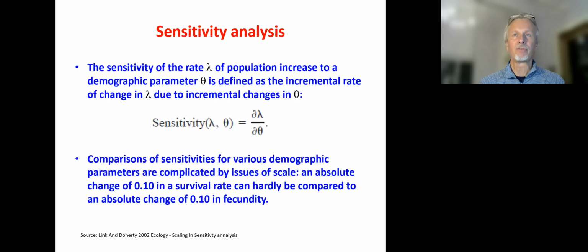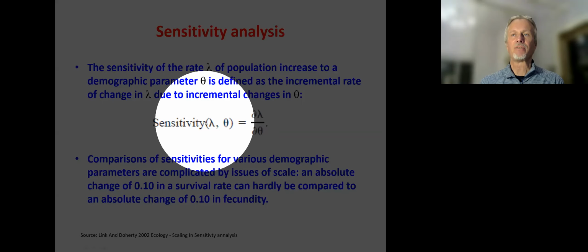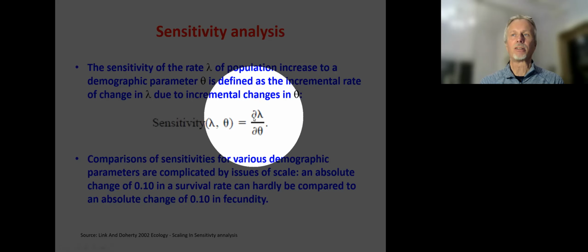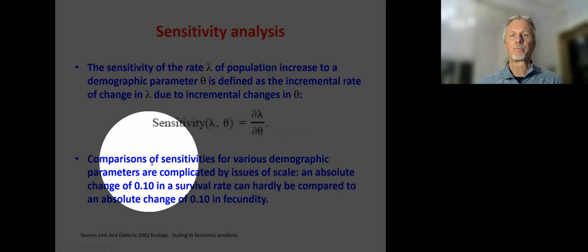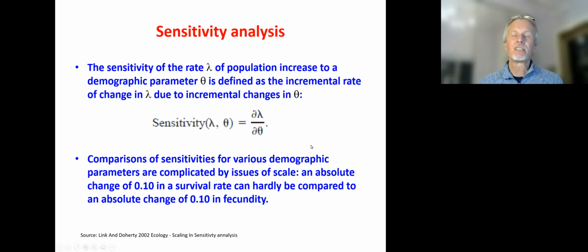Just a little bit of information: the sensitivity of the finite growth rate lambda of the population to a demographic parameter theta is defined as the incremental rate of change in lambda due to an incremental change in theta. And so the sensitivity of lambda with respect to theta is equal to the derivative of lambda with respect to that specific parameter.